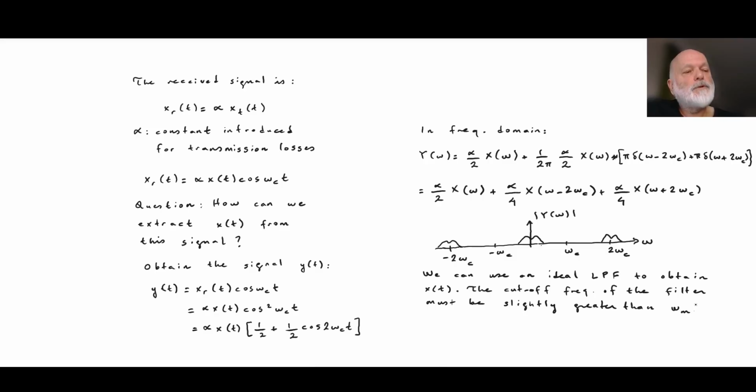Now, in order to be able to transmit the signal, first we multiply the information carrying signal with a carrier signal and then transmit it. And on the receiver side, we multiply the received signal once more with the carrier signal, cosine omega c t, and then use an ideal low-pass filter to extract x of t, to get rid of the frequency components around 2 omega c and minus 2 omega c.